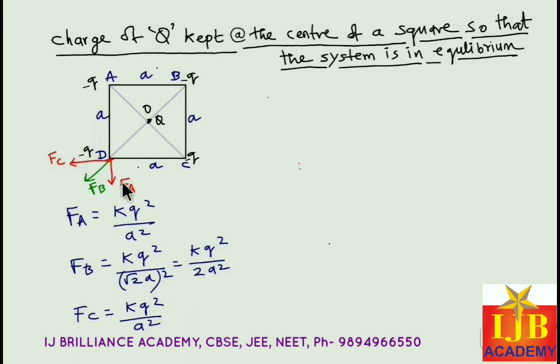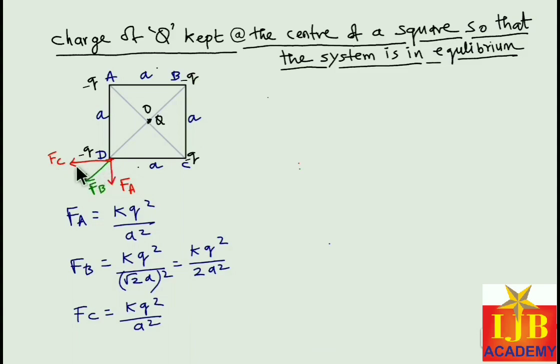Students, I have drawn the forces. FA will act down because charges will repel each other, and FB will act in this direction. Here also it will repel, and FC will also repel, which will go towards the left. I have written the equations. FA, the general formula is 1 by 4 pi epsilon naught Q1 Q2 by R squared. I can take 1 by 4 pi epsilon naught as K, so KQ squared by A squared. Only for FB the distance is different. The distance is root 2 A. Only the distance part varies, the rest all remains the same. FC is the same as FA.